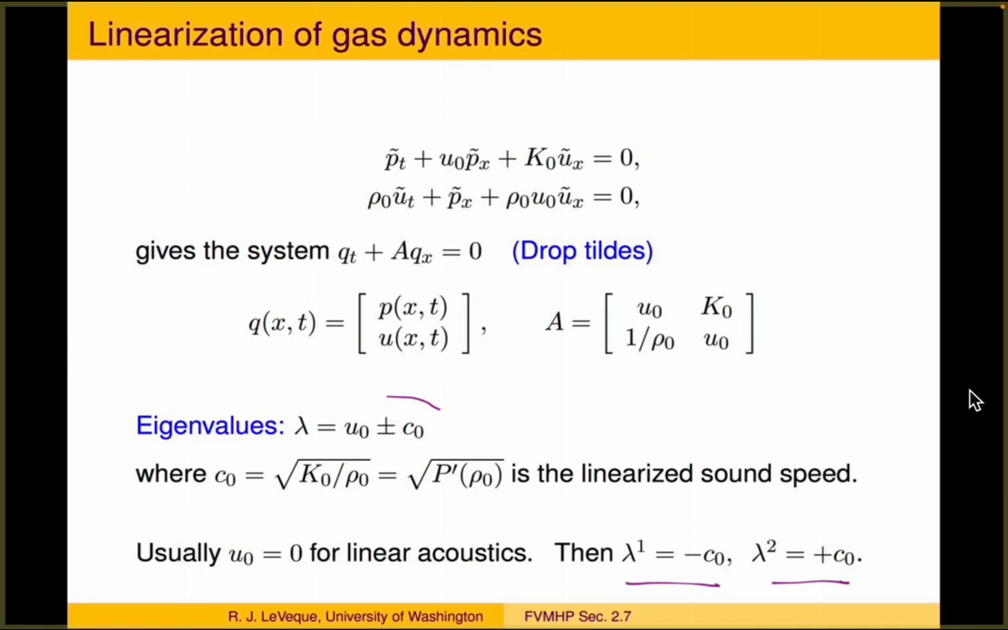In the more general case, where we have a background velocity that's not 0, that's like having air flowing down a pipe, and then there's some sound propagating through the air, but those sound waves are going to be moving relative to the gas itself that's moving. So they'll be moving at speed plus or minus C0 relative to the velocity U0, the bulk velocity at which the gas is moving. So those are the linearized acoustics equations, which can be derived by linearizing the gas dynamics equations.